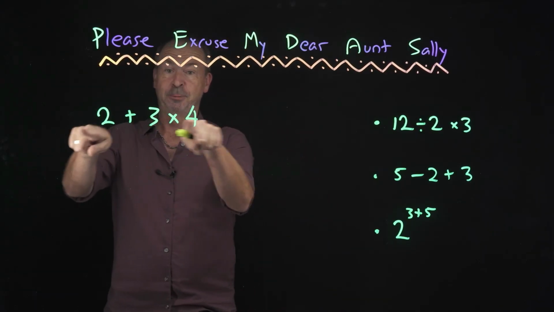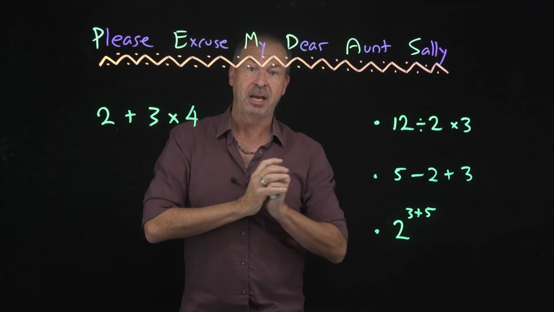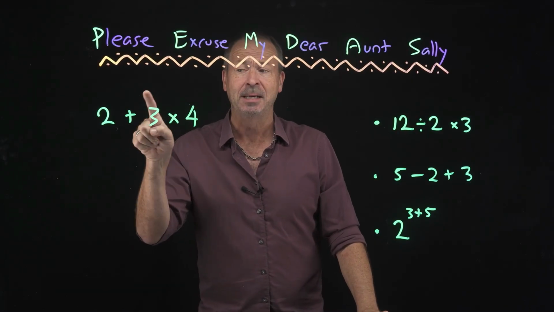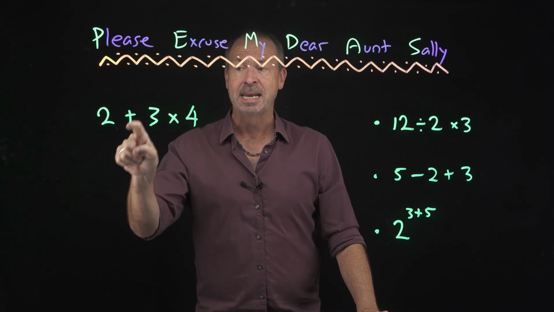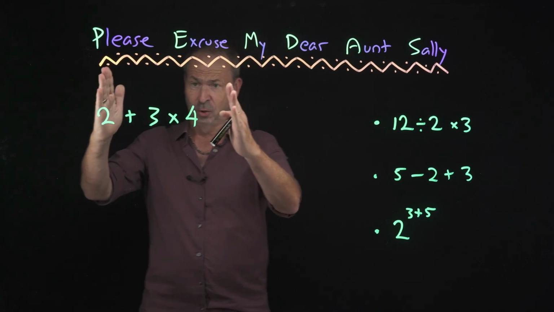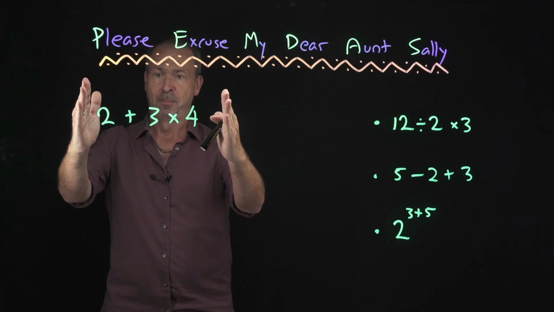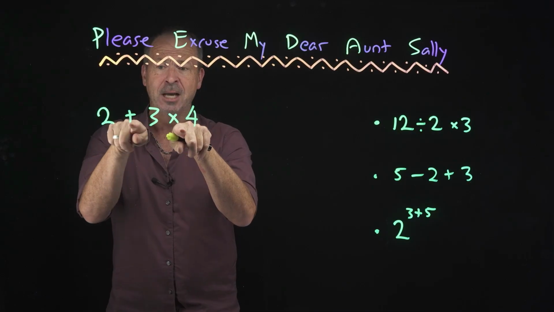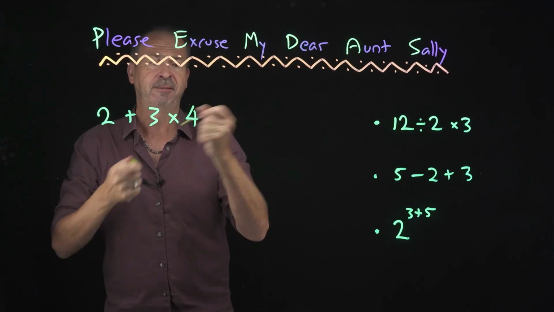For example, here's an expression that uses an addition and a multiplication. And students learn very early on that multiplications are always going to beat additions. Do multiplications first and any additions second. So students are taught to read this as, okay, what's the more powerful operation here? Multiplication, do that first. 3 times 4 is 12. Now turn to the addition. 2 plus 12 is 14.